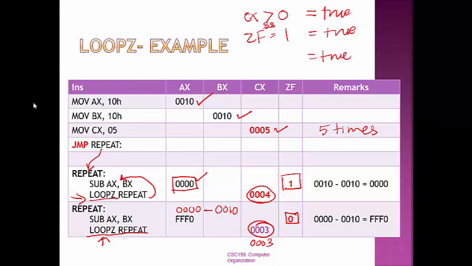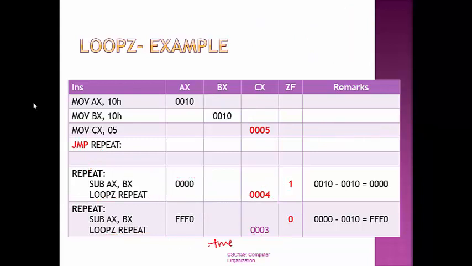So checking the condition, CX greater than 0. For this case, CX greater than 0, so this is true. And then ZF (zero flag) equal to 1, this is false. So true and false, with the AND, you will get false.